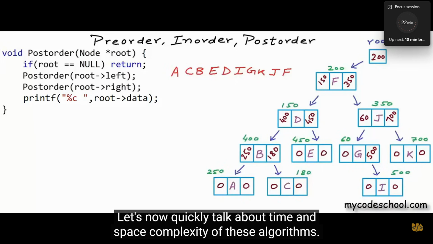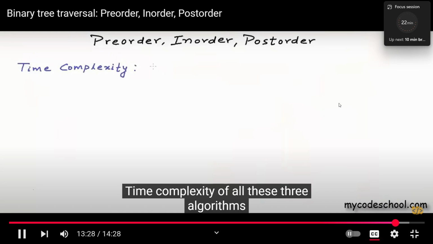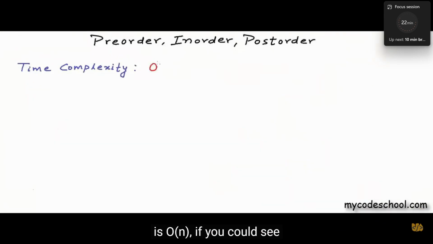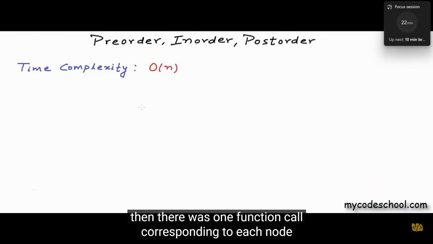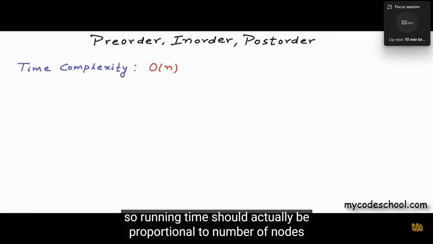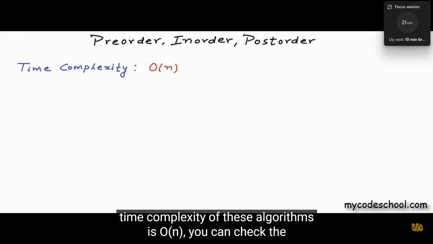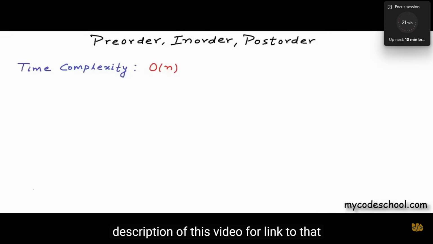Let's now quickly talk about time and space complexity of these algorithms. Time complexity of all these three algorithms is big O of n. If you could see, there was one function call corresponding to each node where we were actually visiting that node, where we were actually printing the data in that node. So running time should be proportional to the number of nodes. There is a better, formal and mathematical way of proving that time complexity of these algorithms is big O of n. You can check the description of this video for a link to that.